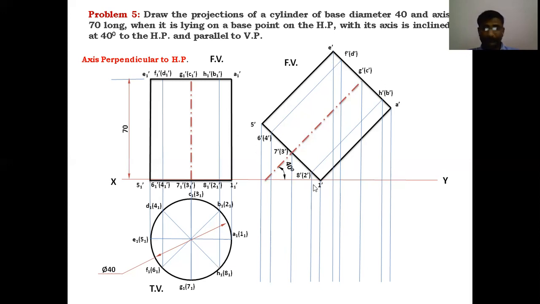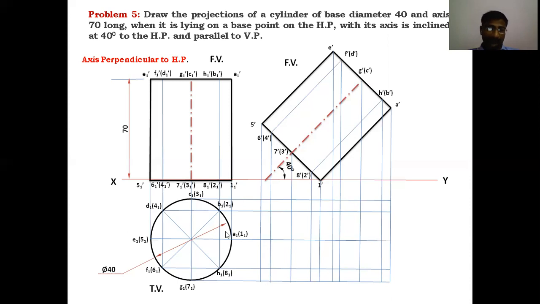Clear? Then draw the horizontal projectors from these 8 points. Draw the horizontal projector from A1 of 1 1, which coincides with the E1 of 5 1, and draw the horizontal projector from B1 of 2 1, which coincides with the D1 of 4 1, and draw the projector from C1 of 3 1, horizontal projectors. Like that, you have to draw the horizontal projectors from each point of the top view, first stage top view.